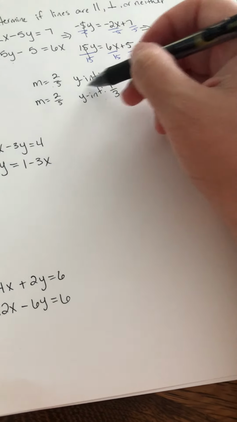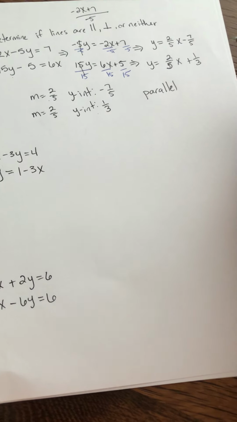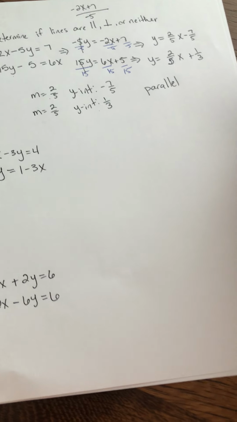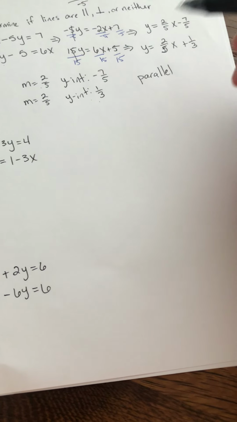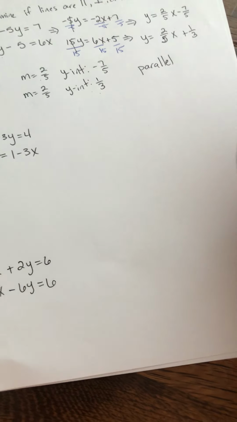It's important to note what the y-intercept is, because if they have the same y-intercept, then it's the same line. They're not parallel lines, it's the same line. So that's why I always write down what my y-intercept is as well. So same slope, different y-intercepts, they're parallel.